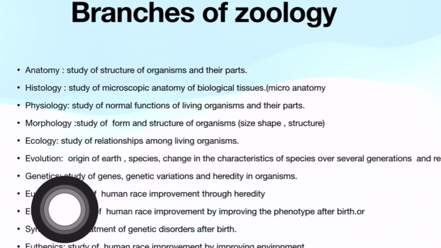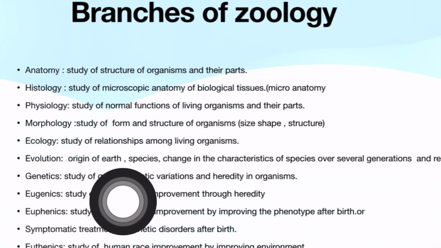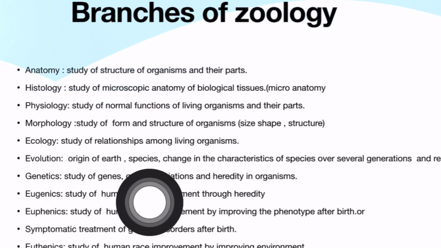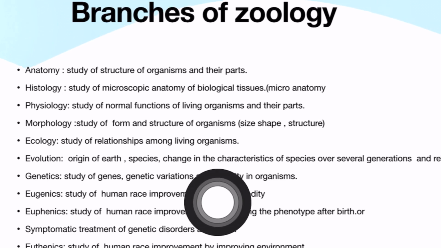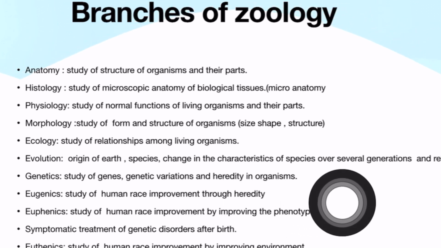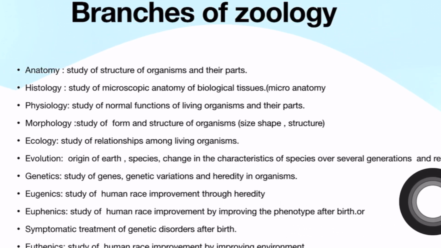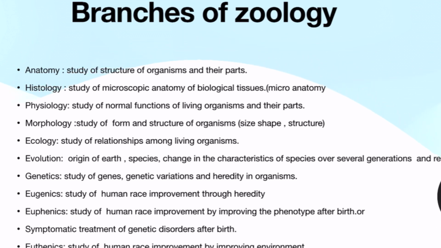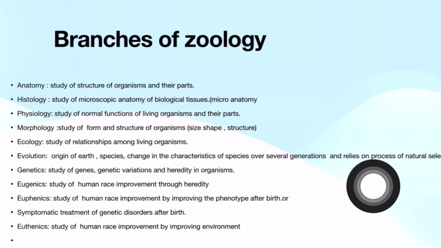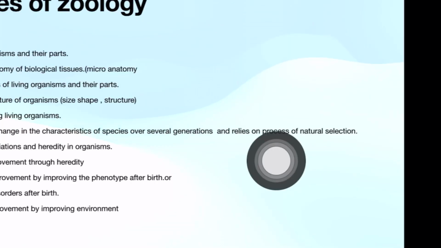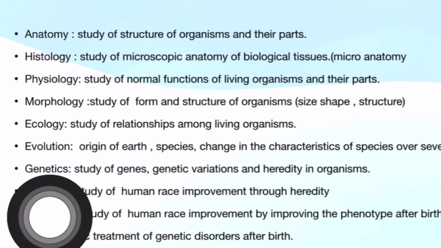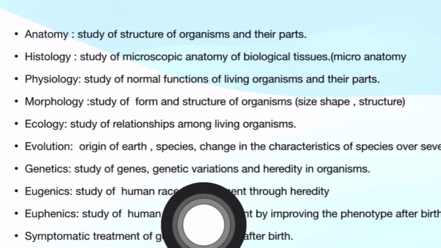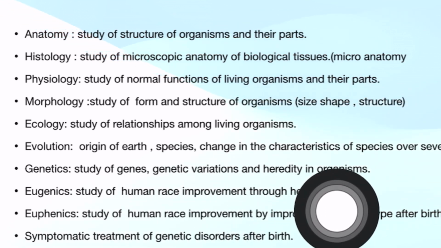Next, evolution. In this branch we study the origin of the earth, how species originated, and how species change their characteristics over several generations according to environmental conditions. The process of natural selection comes under this branch of zoology, evolution.